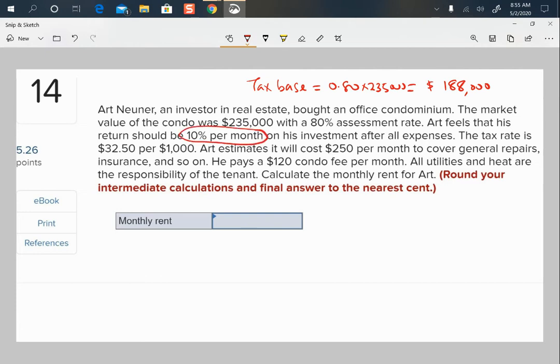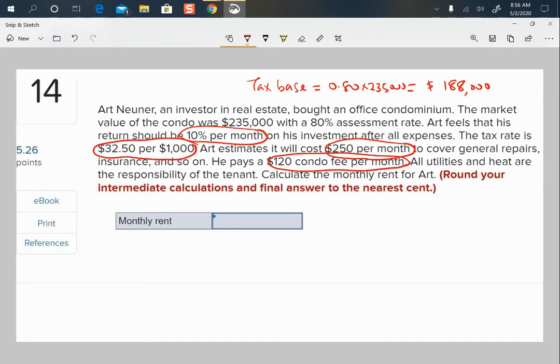We have also been given what the investor is looking for in terms of return, which is a 10% return per month. And we've been given the tax rate, which is $32.50 per each $1,000. And other expenses are general repair and insurance, which is $250 per month. And we've been given the condominium fee, which is again $120 per month. And the other utilities we've been told are going to be paid by the tenant.